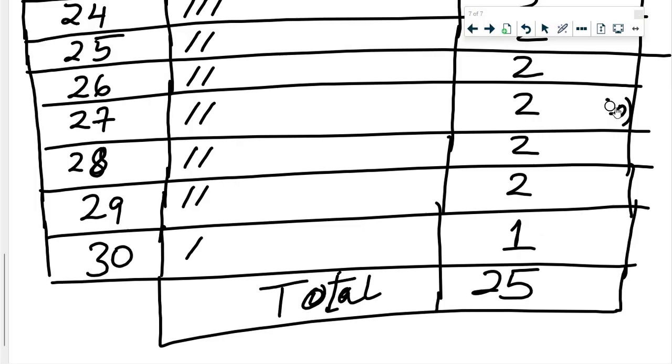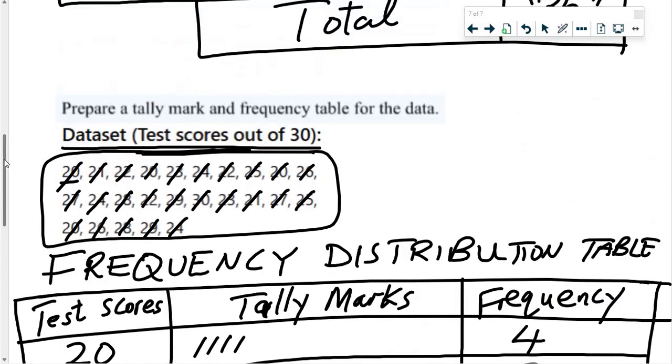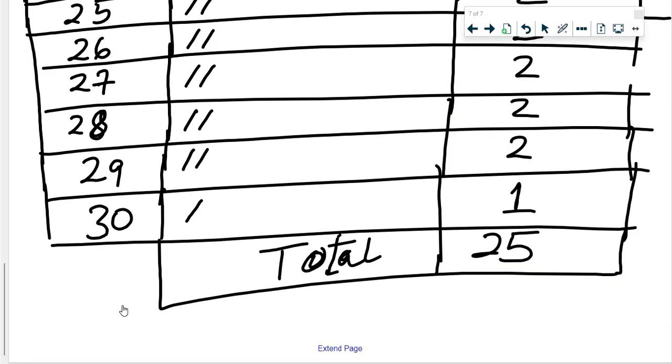Alright, so now this is the last question which I've done, and this will be the last question on data handling and presentation, chapter number 4. So that's all for today.